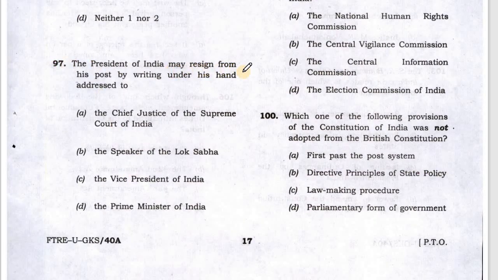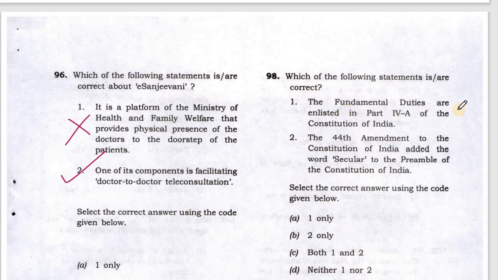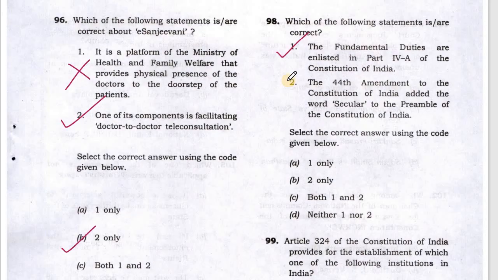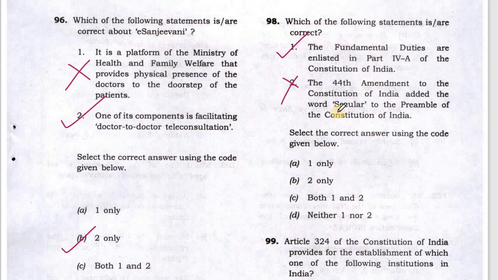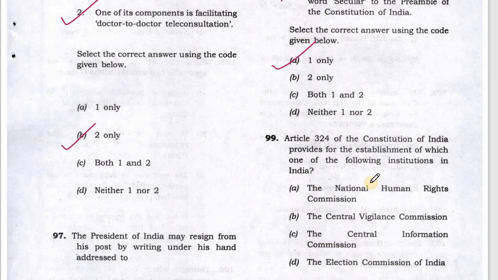Next is the President of India may resign from his post, writing under his address to... So this is the Vice President. Next is the fundamental duties in Part 4. So question 1 is correct and 2 is not. It is the 42nd Amendment. So option A will be the correct one.